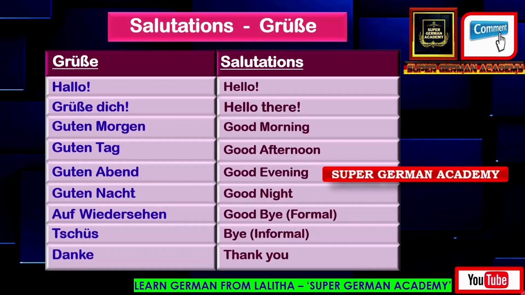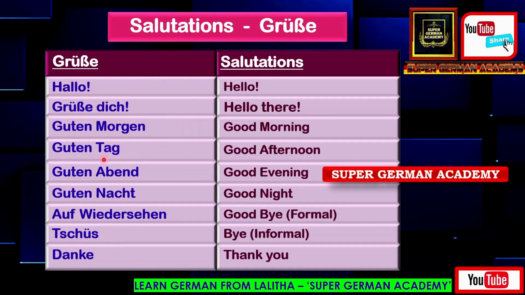Okay. The first topic is about salutations. Salutations are called as Grüße in German. This symbol is pronounced as U and this symbol is pronounced as S. And now let's see the different salutations in German. Hallo means hello. Grüß dich means hello there. Guten Morgen means good morning. Here Guten means good. Morgen means morning. Guten Tag means good afternoon.